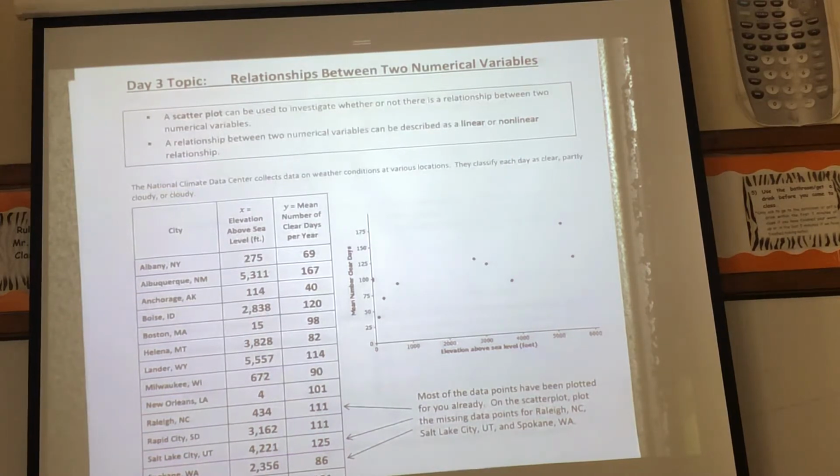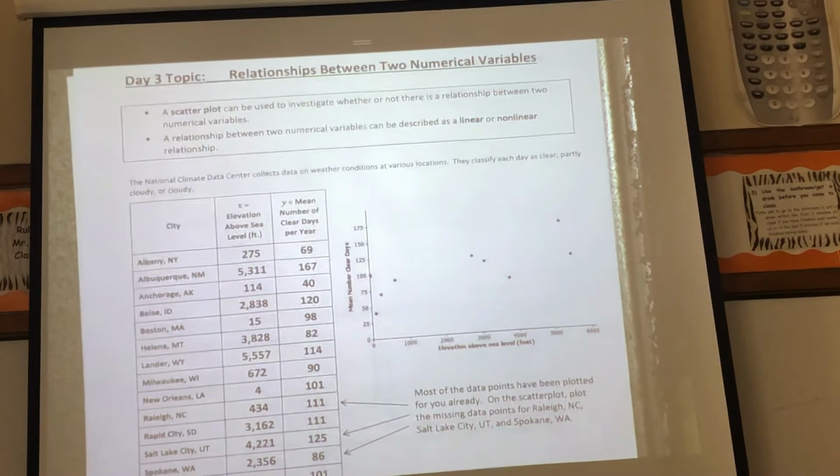We will be talking about the relationships between two numerical variables. Your homework will be to finish any of the questions that we did not complete within this packet or within this specific day. A scatter plot can be used to investigate whether or not there is a relationship between two numerical variables. A relationship between two numerical variables can be described as linear or nonlinear. Nonlinear could be quadratic and exponential.